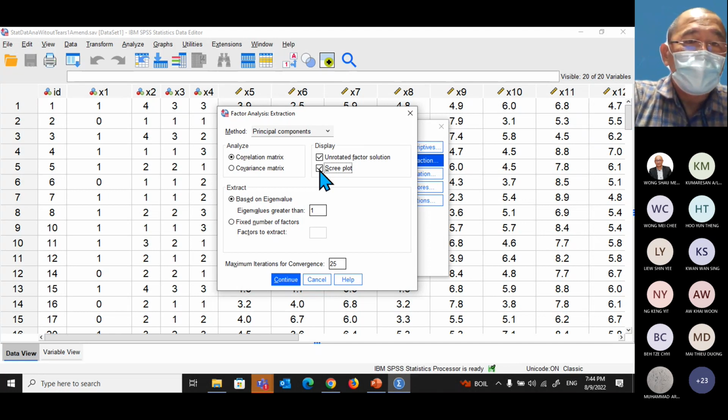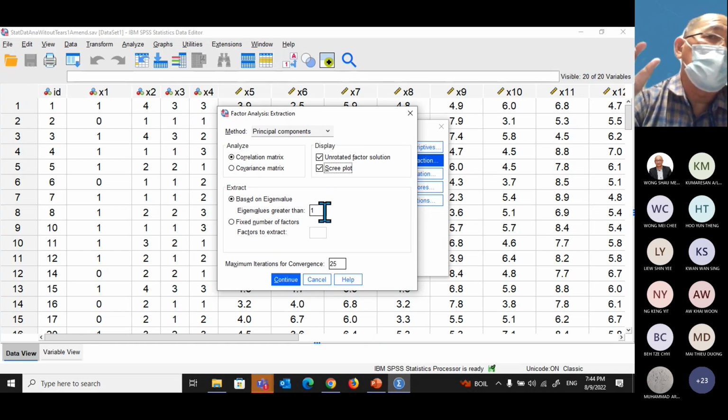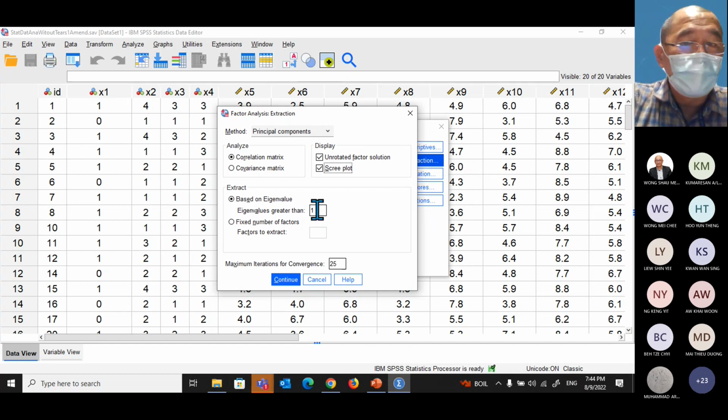Now we do the data driven approach. Therefore, extract using eigenvalue more than one. It means any component with an eigenvalue more than one, we want it. One is quite a standard value, so just use one.